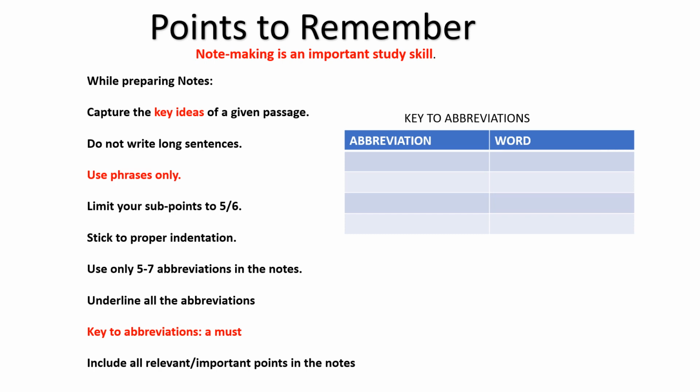Now, while preparing notes, you have to capture the essence of the given passage. You should never write long sentences. Always use phrases. Limit your subpoints to 5 to 6. Proper indentation must be followed. Use only 5 to 7 abbreviations in your notes. Underline all the abbreviations, and key to abbreviations is a must.